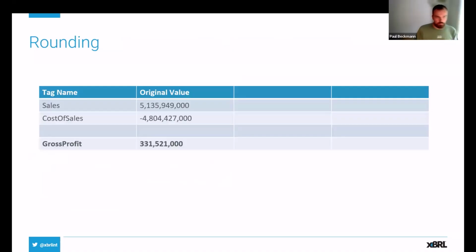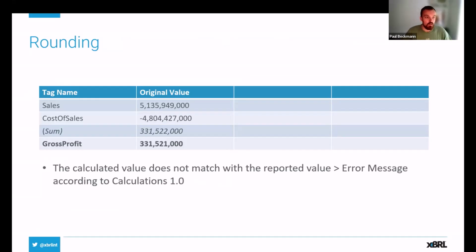So going back to our example, I just put in the previous year data for sales, cost of sales, and gross profit in this table. According to Calculations 1.0, what was happening before is sales and cost of sales were summed up. We get a new value. It looks like this. And as you can see, the calculated value is bigger than the reported value. And according to Calculations 1.0, this will cause an error message.